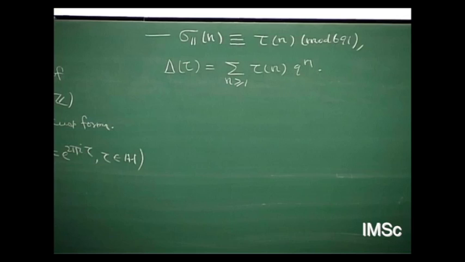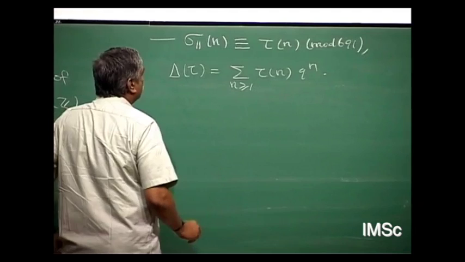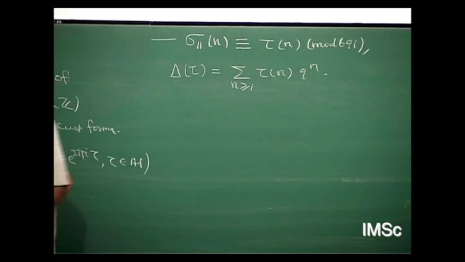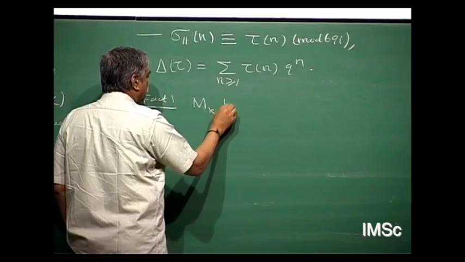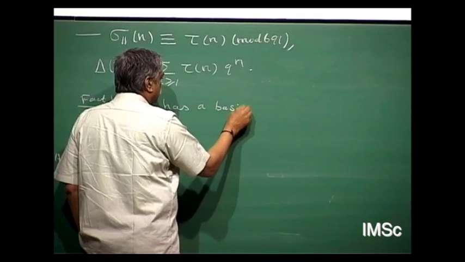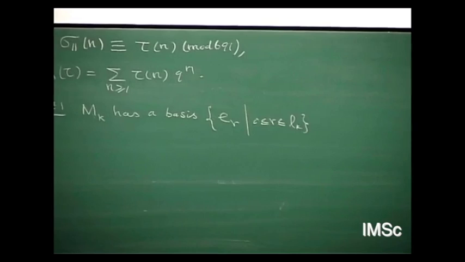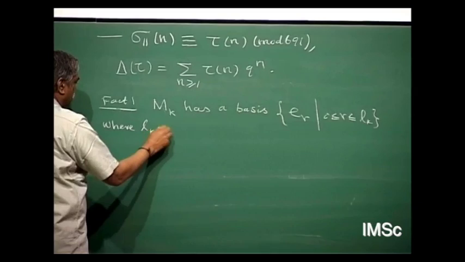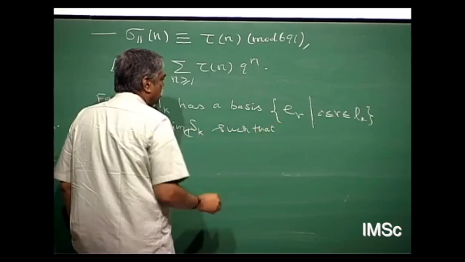There is already a generalization by viewing Delta and E_k as eigenforms of the Hecke operator. Here I would like to generalize this directly by viewing these as elements of a cusp form space and a non-cusp form space. For that I would like to use the following idea. Fact 1: M_k has a basis E_r, r from 1 to L_k, where L_k is the dimension of S_k over C, such that E_r has a Fourier expansion of this form.